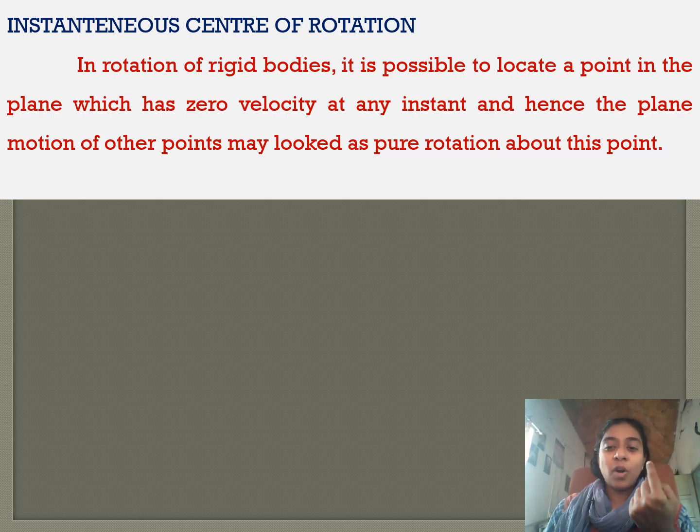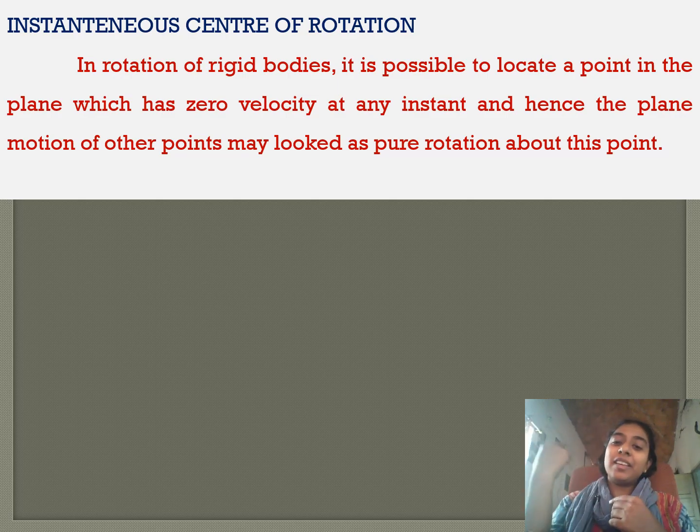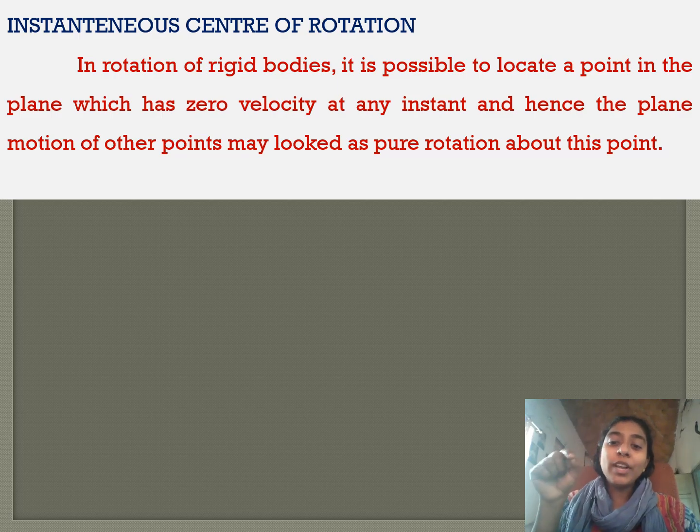For example, you can have a ball and you rotate it. There will be a center point which will have zero velocity, and all the remaining points in that ball will move with some other velocities with respect to this particular point. So the point which has zero velocity is called the instantaneous center.